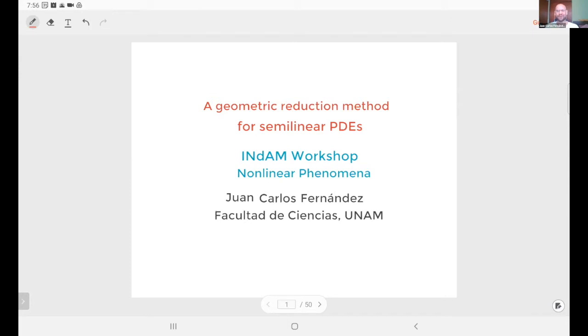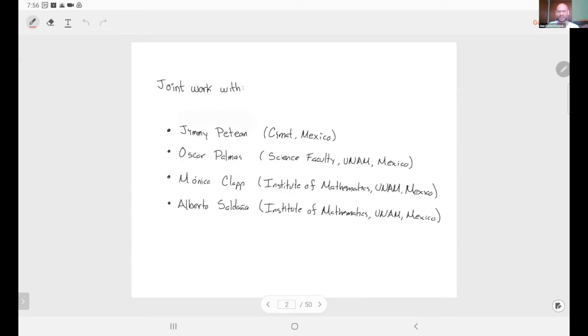And what I'm going to present is actually a bridge between PDEs and ODEs that I have been developing in the last years. And it is really related with the existence of what we may call fundamental solutions to some PDEs. So this is a joint work with Jimmy Petean from CIMAT, Oscar Palmas, Mónica Clapp, and Alberto Saldaña from UNAM. And what is the problem?